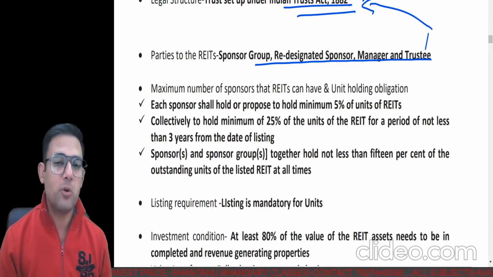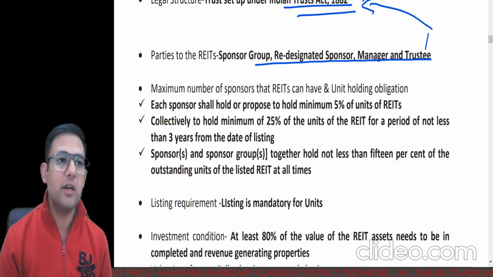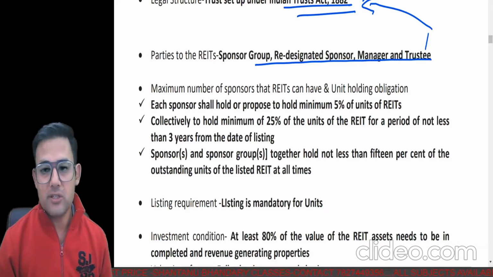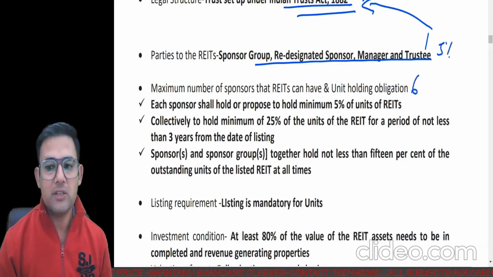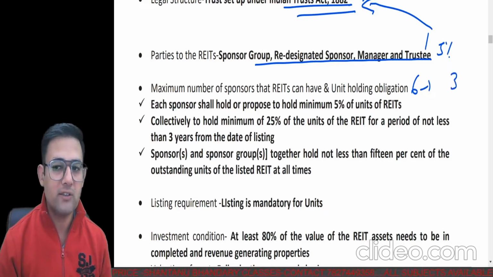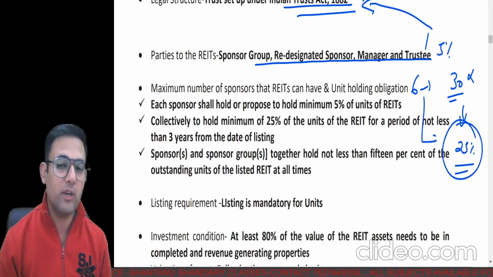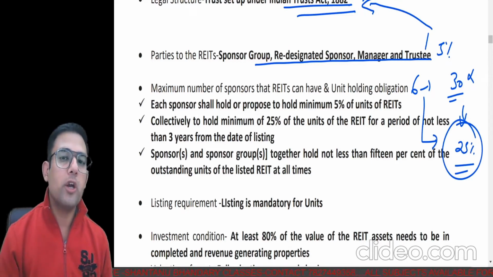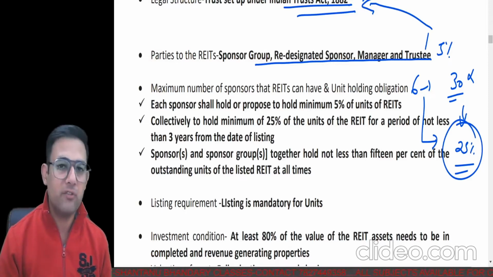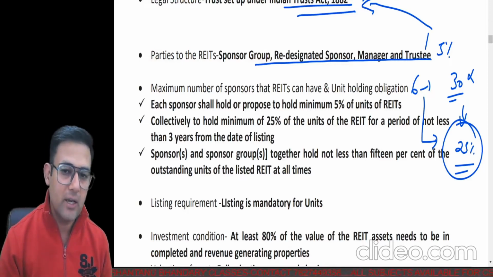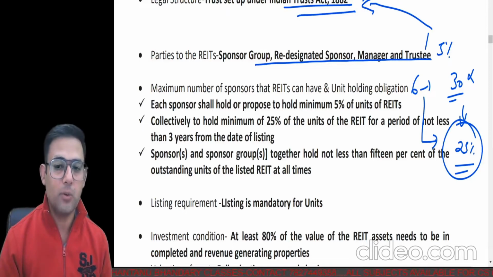If there is more than one sponsor, each of the sponsors needs to invest at least 5%. And if there are, let's say, 6 sponsors, 5% each means 5 into 6 is 30. So you cannot do that, because the maximum amount of investment that the sponsors can make collectively is 25%. If you are talking individually, it's 5%. If you are talking collectively, it is a maximum of 25%. That's how the REIT investment is done by the sponsors.